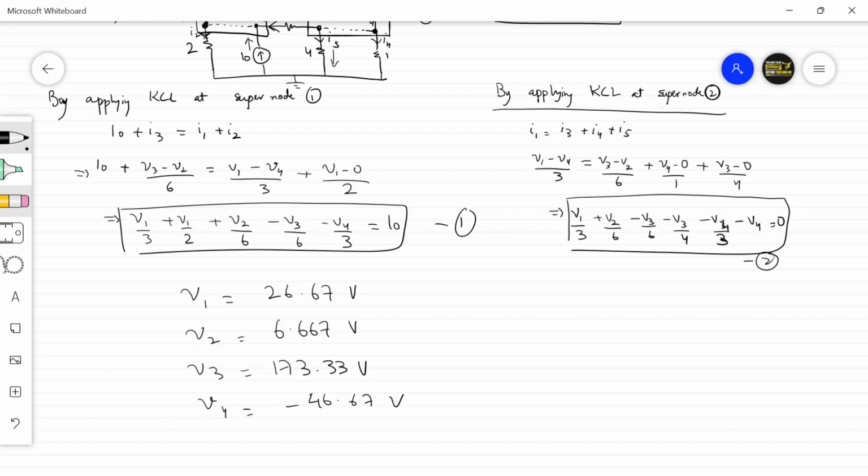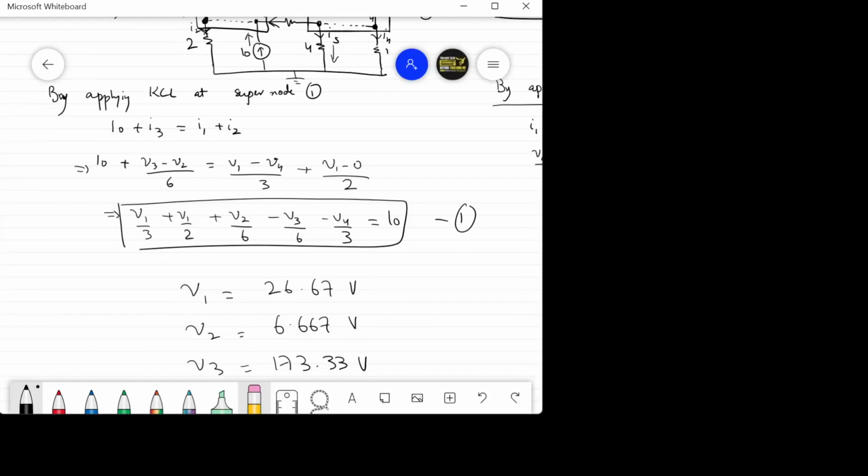Okay, any doubts so far? You have super nodes, just simply combine those two nodes. How much current is coming into that node, how much current is going out, you have to see that at that particular point. Is this fine? Yes, sir. Yes, sir.